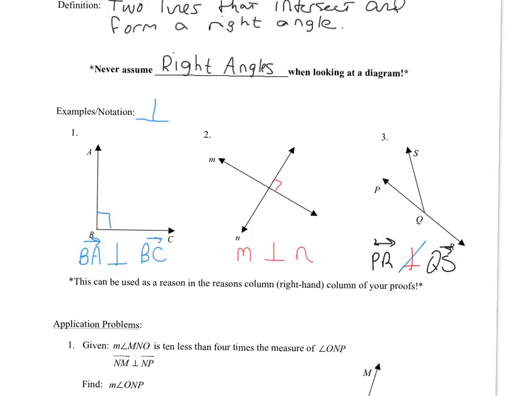Some of the things that could be used as reasons for proofs: if we have perpendicular, then we have a right angle. Or we could use something like, if we have a right angle, then we have perpendicular lines. So perpendicularity can be assumed backwards and forwards in terms of the converse.